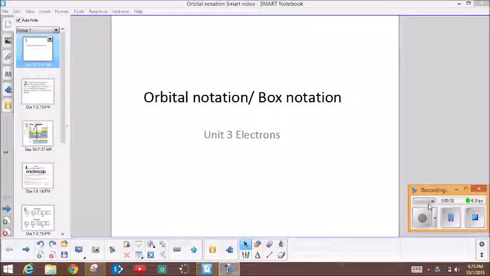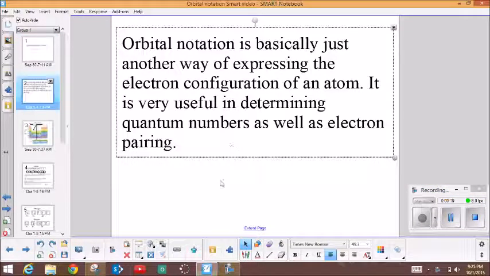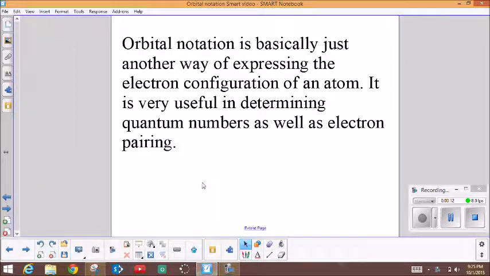Orbital notation or box notation, Unit 3, Electrons. Orbital notation is basically just another way of expressing the electron configuration of an atom. It's useful in determining the quantum numbers, and it's useful in seeing the electron pairing. You kind of have to know how to do the regular electron configuration in order to make a proper box notation.